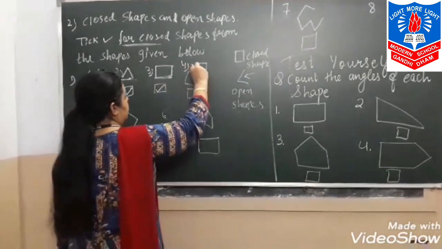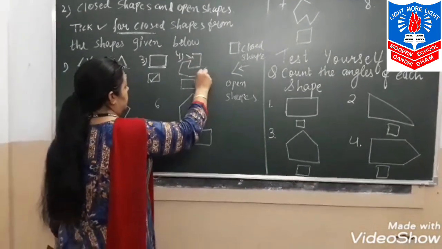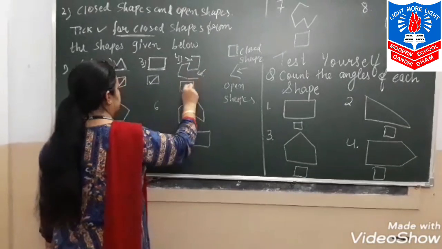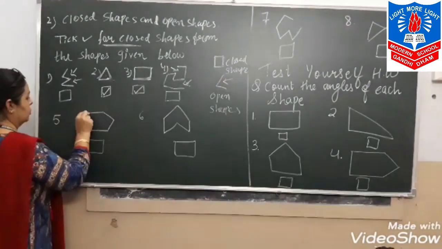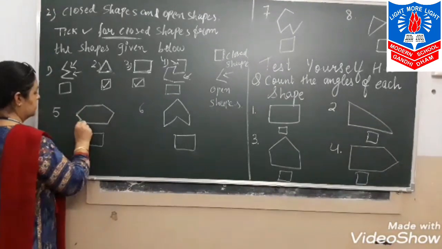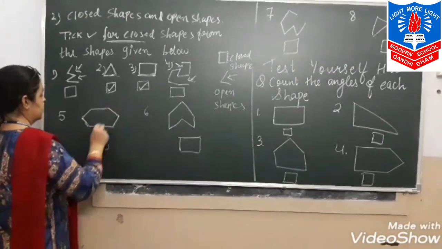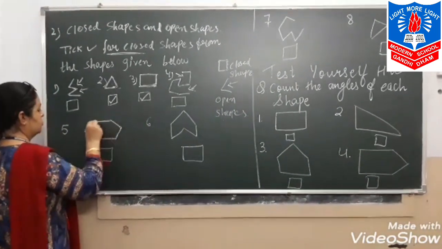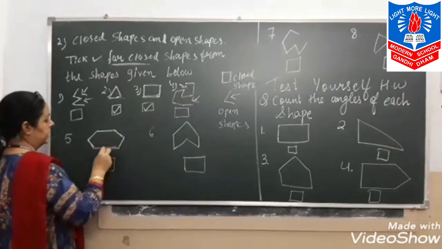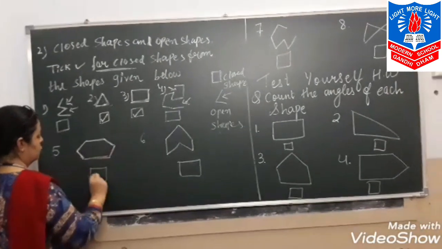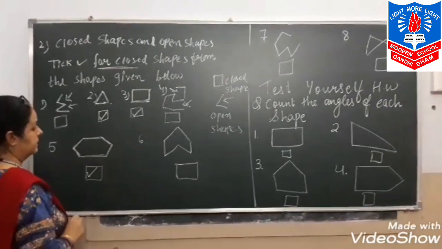This figure is an open figure. It has 2 sides open. So it is an open figure. And this fifth one is closed from 6 sides. This figure has 6 sides, so it is closed from 6 sides. We cannot enter from any side, so it is a closed figure. So we tick here.